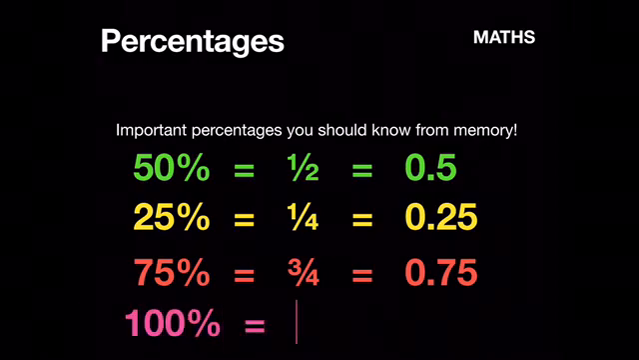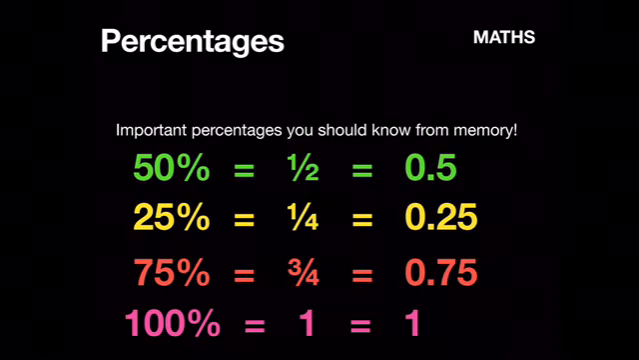And of course, nice and easy last one, 100%, which is of course one whole. Either as a decimal or as a fraction, it's the whole thing. The 100% means everything, 100 out of 100. Okay, I'm going to leave you with that, so you might want to have a look at those and learn those from memory so that you know them.